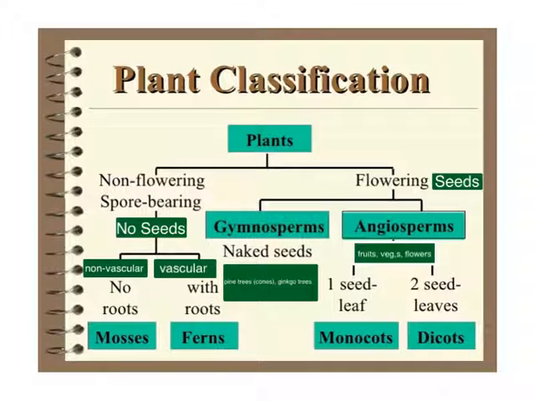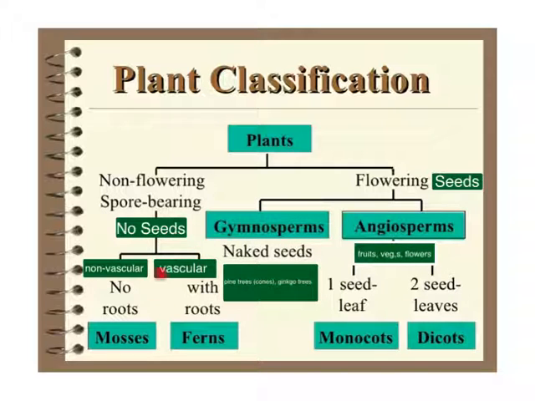Now we're going to look at how plants are classified. Just like the last couple weeks, you've been learning about how animals are classified. So plants are divided into non-flowering and flowering. And that means either they have seeds or they have no seeds. A lot of times when they have no seeds, they have spores instead. We then divide the no-seed plants into non-vascular and vascular.